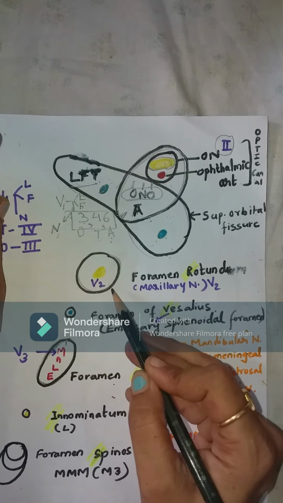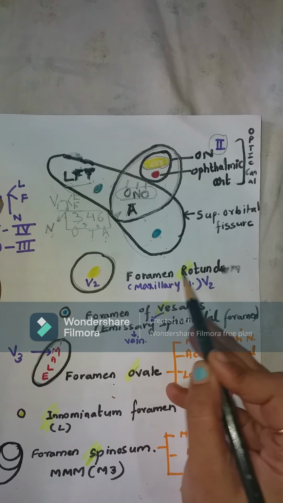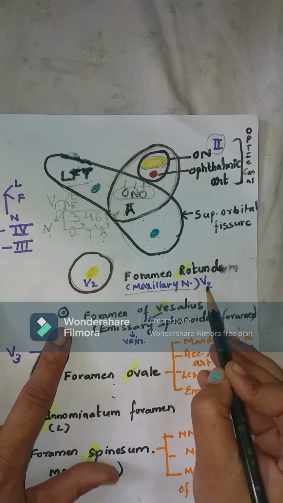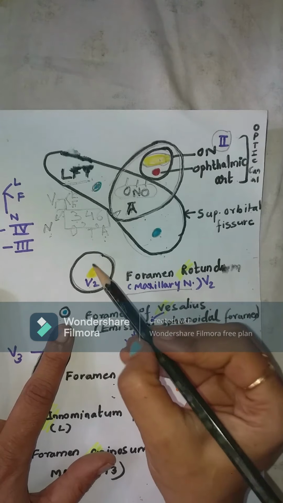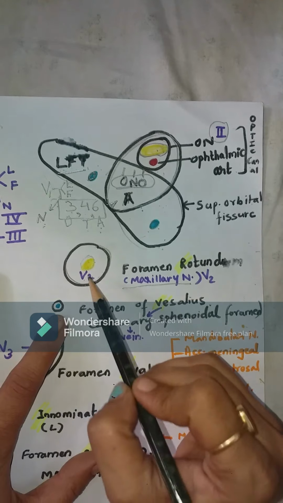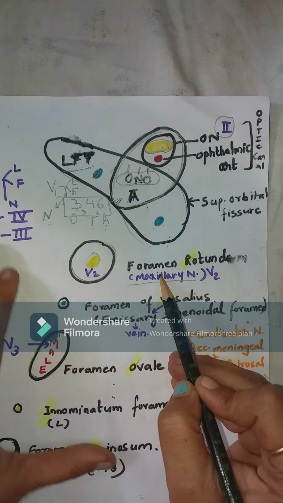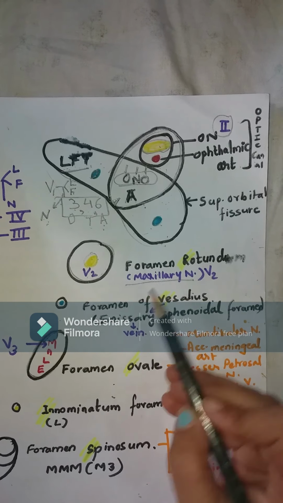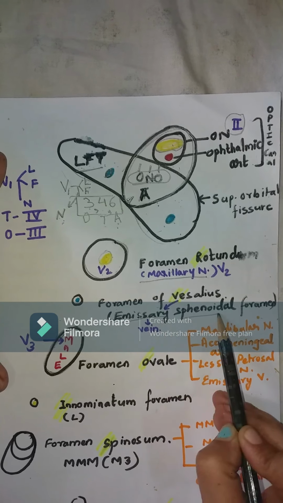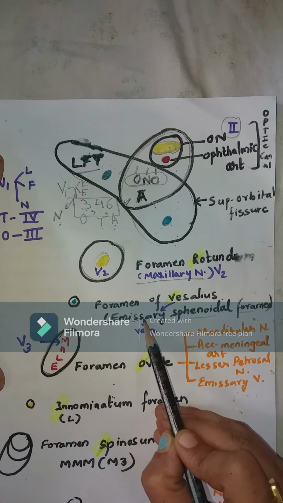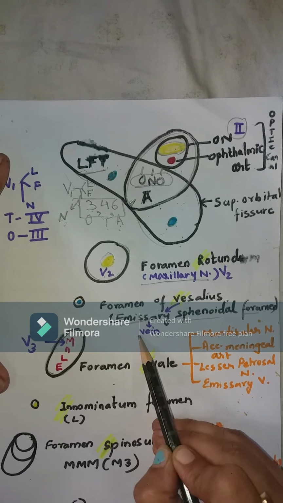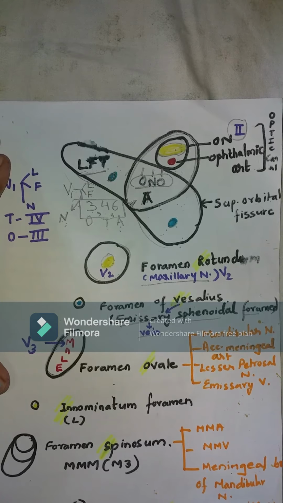So what is the structure passing through foramen rotundum? The structure is the maxillary nerve, that is V2. So V2, which is the second division of the trigeminal cranial nerve, will pass through foramen rotundum. Then we have the foramen of Vesalius, which is also called the emissary sphenoidal foramen, and hence it gives a clue that an emissary vein will pass through the foramen of Vesalius.